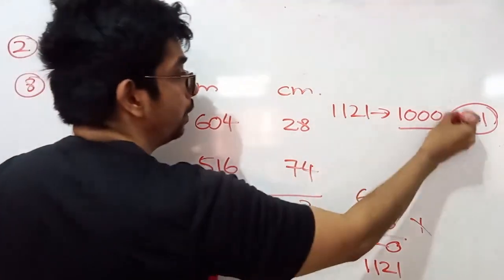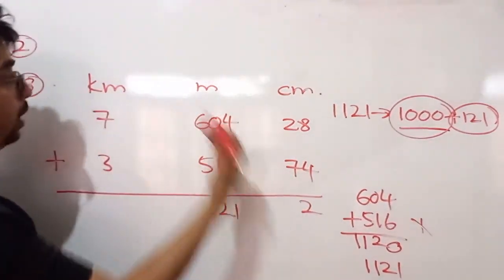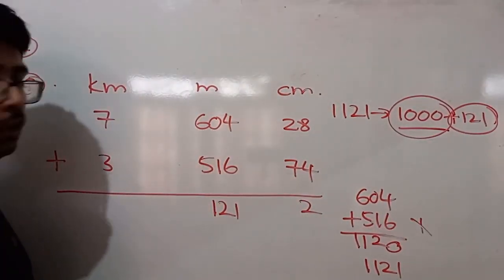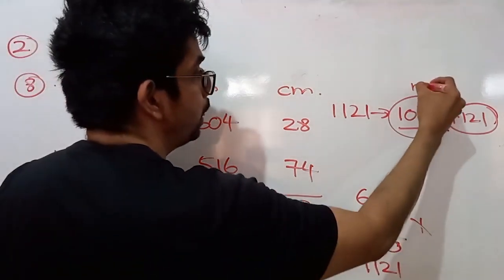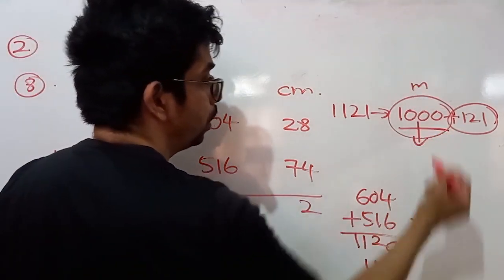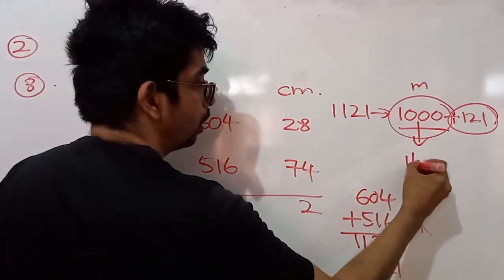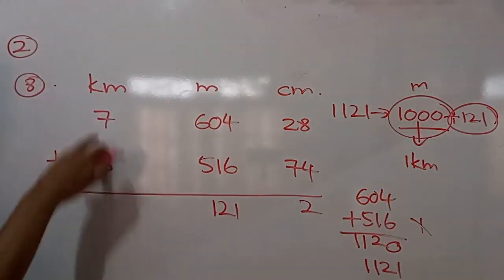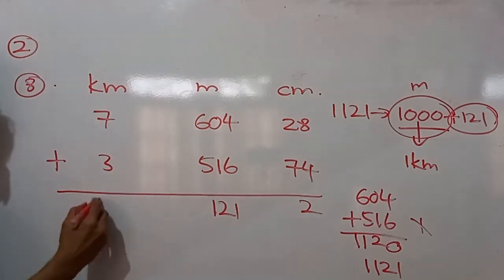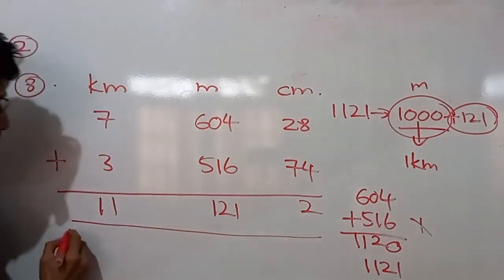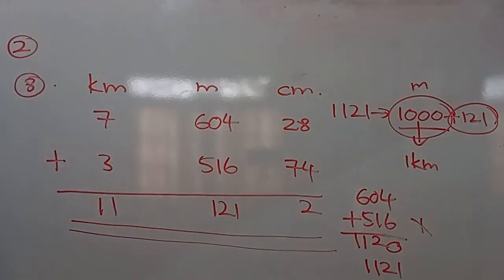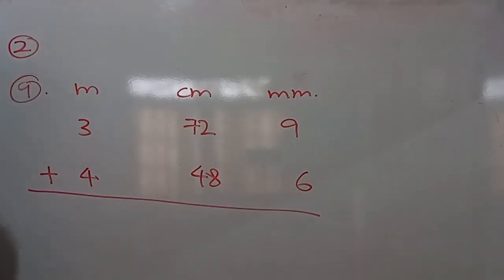Meters. We can convert it into kilometers and give it to the kilometer portion, right? So 1000 meters, when we convert this into kilometers, this becomes what? 1 kilometer. 7 plus 3, that is 10. Add the 1, it becomes 11. So the answer is 11 kilometers, 121 meters and 2 centimeters. Pause the video and do the calculation.